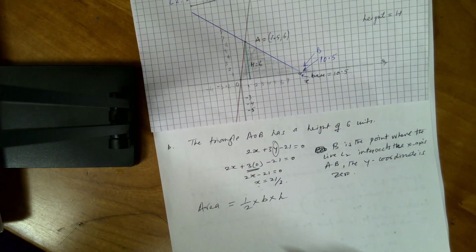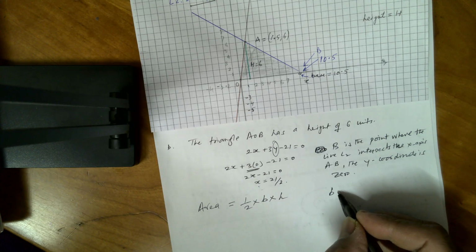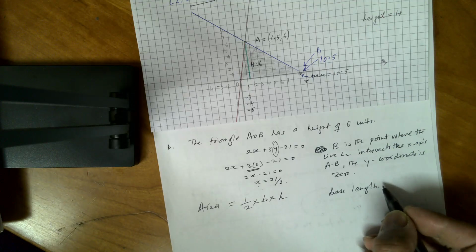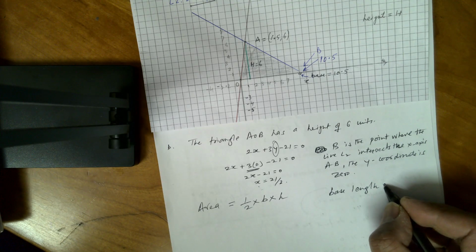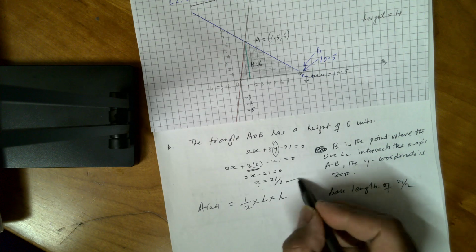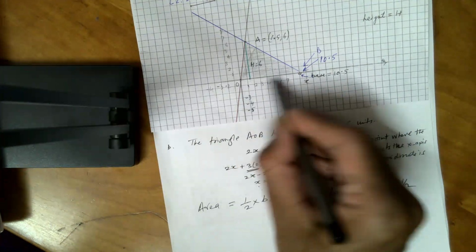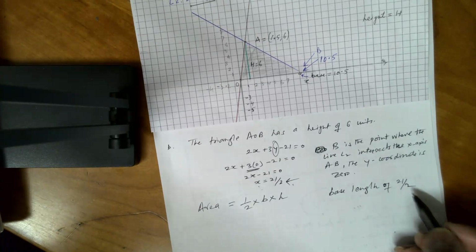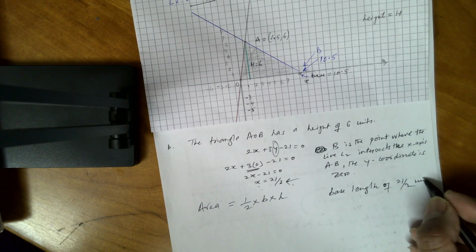Okay, so the triangle AOB has the base length. So let's write down here what is your base length. That is the base length of 21 by 2. Okay, so that is your base length, because this is your base, the x-axis is your base. Okay, 21 over 2 units.